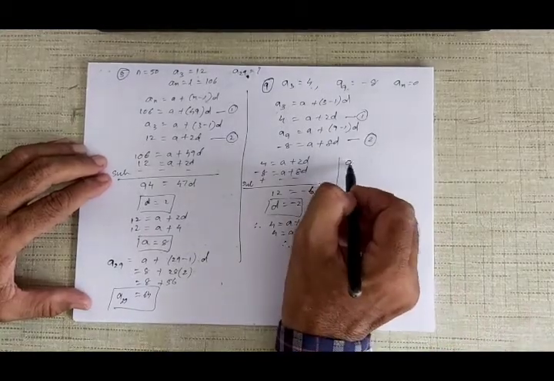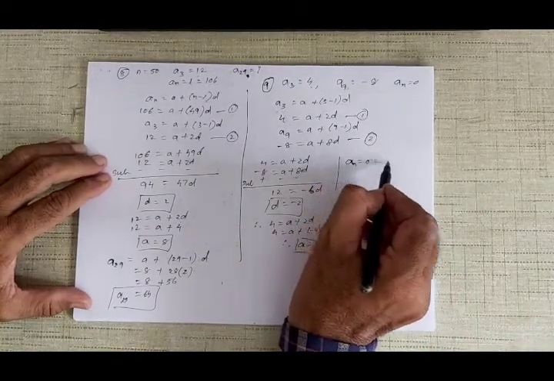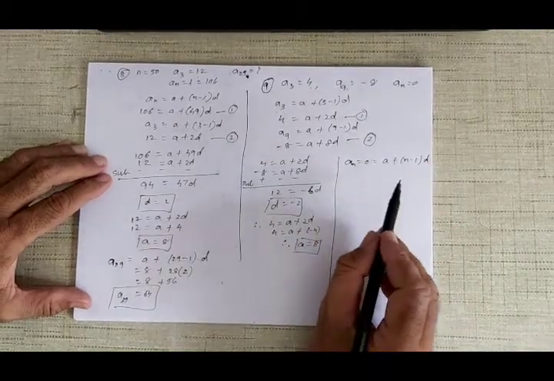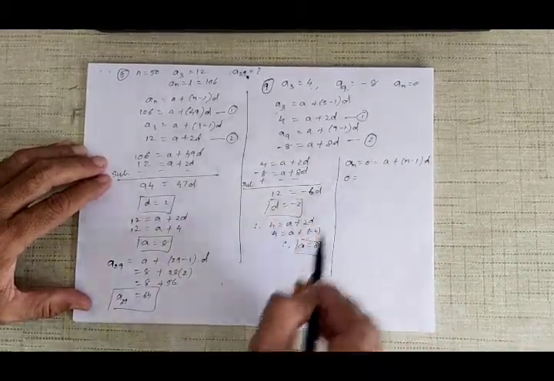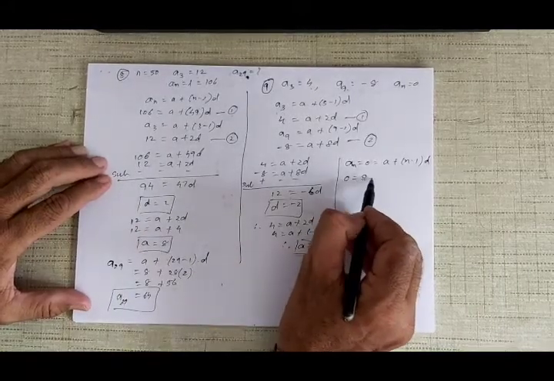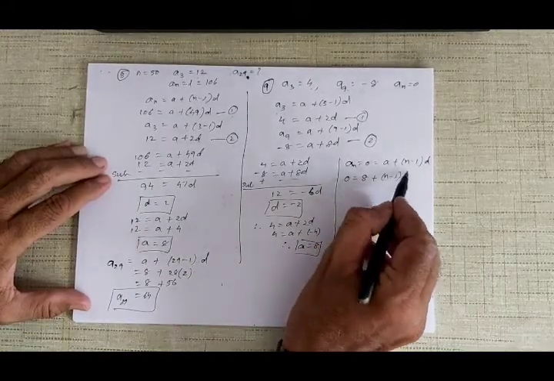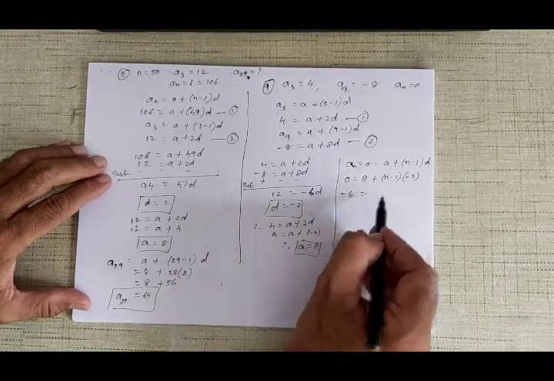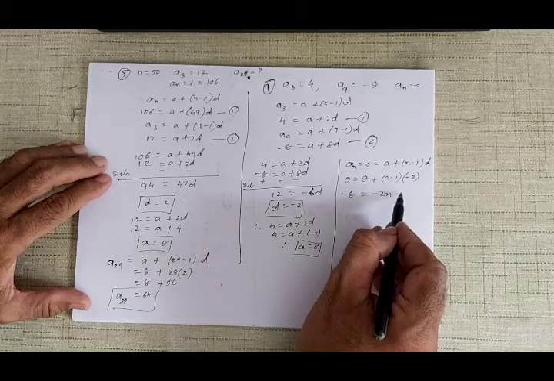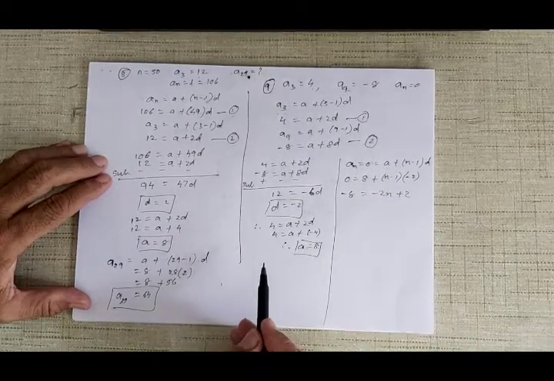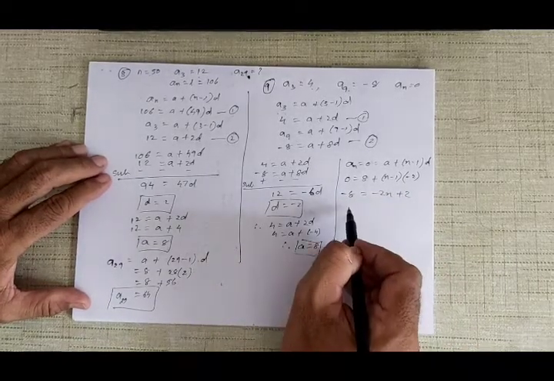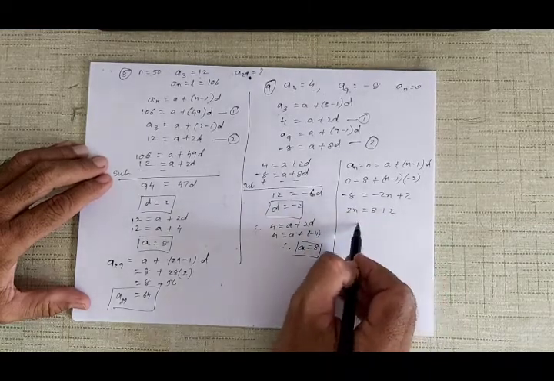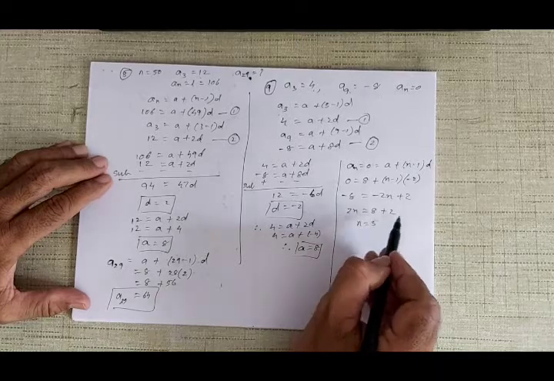Now A of n is equal to 0, which is A plus n minus 1 D. Now we have to find n. So 0 is equal to A, A is equal to 8, n is not known, and the value of D is -2. Okay, so -8 is equal to -2n plus 2. Open the bracket, be careful with the sign. So 2n will be 8, -8 will become +8, so 10. Or n is equal to 8 plus 2, 10 divided by 2.